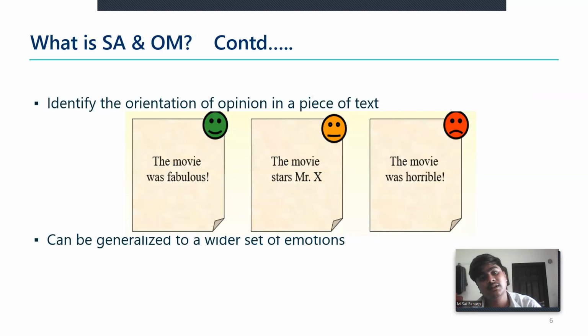What is sentiment analysis? It identifies the orientation of an opinion in a piece of text, like a smile for "the movie was fabulous" and a frown for "the movie was horrible." It can be generalized to a wider set of emotions.